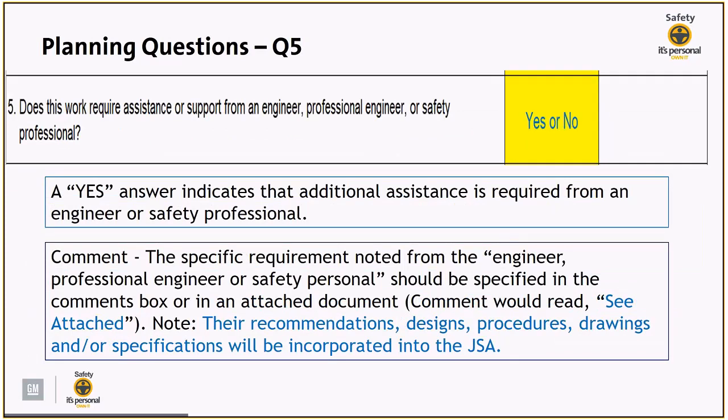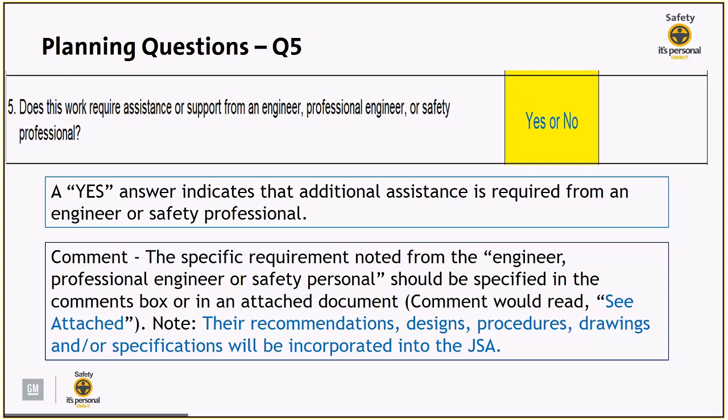Question 5 is asking, does this work require assistance or support from an engineer, professional engineer, or safety professional? So if the seller answered yes, it would indicate that additional assistance is required from an engineer or safety professional. And in the comments section, you would expect to see what was the specific requirement that was told to the seller, right? So what did the engineer, professional engineer, or safety personnel require the seller to do? That should be included in the JSA.